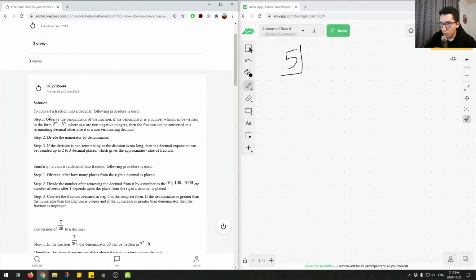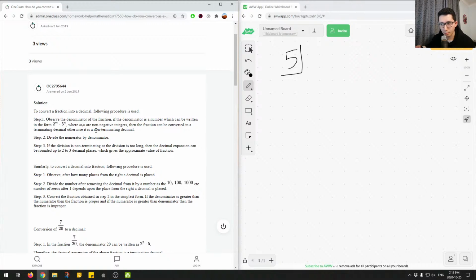Here we're given steps. Step 1, observe the denominator of the fraction. If the denominator is a number which can be written as 2^m times 5^n, where m and n are non-negative numbers, then the fraction can be converted into a terminating decimal, otherwise it is a non-terminating decimal. So they give you a simple trick to determine if the decimal is terminating or non-terminating. Non-terminating means that the decimal places just go on forever.